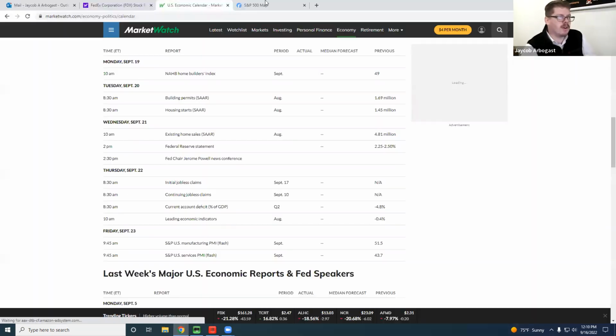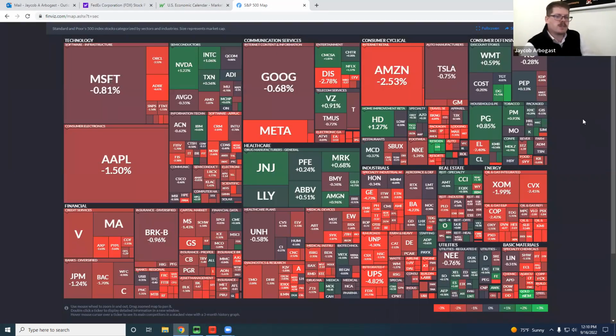Here's what the market overall looks like. This is the S&P 500, a map of the S&P 500. Each box's size represents the size of that company. You can see Apple, Microsoft, Google, and Amazon are the biggest boxes on there, because those are the biggest companies. Meta is a little bit smaller than Google and Amazon. J&J is pretty big right in the center.